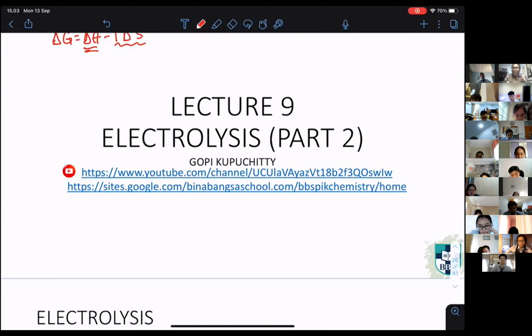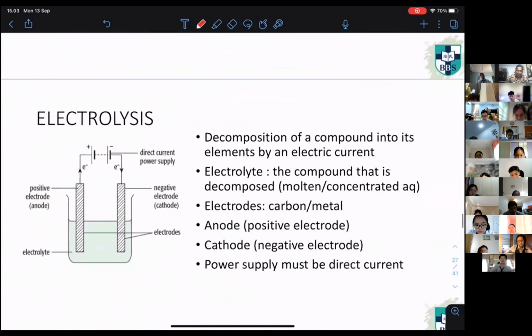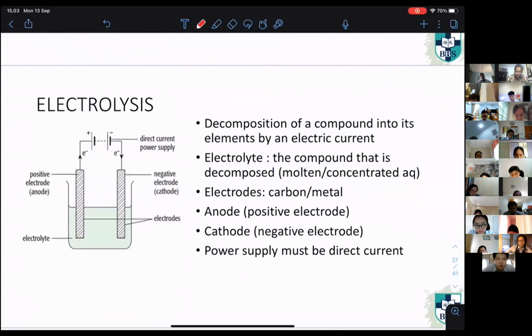But do remember today's lesson is not that difficult. It's actually quite easy to understand. Now, what is electrolysis? I think you should know about electrolysis. You use a battery, a power source, and you decompose a compound using electricity.